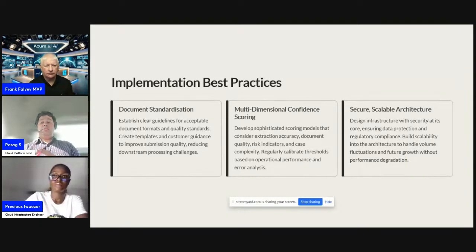Design infrastructure with security at its core, ensuring data protection, regulatory compliance, and encryption, and build scalability into the architecture. As I said, during COVID, we saw a lot of load coming in for loan processing, home loan processing. So scalability is key. Most of it with the cloud is today inbuilt. You just have to make sure you configure it so that it can handle volume fluctuations and future growth without performance degradation.